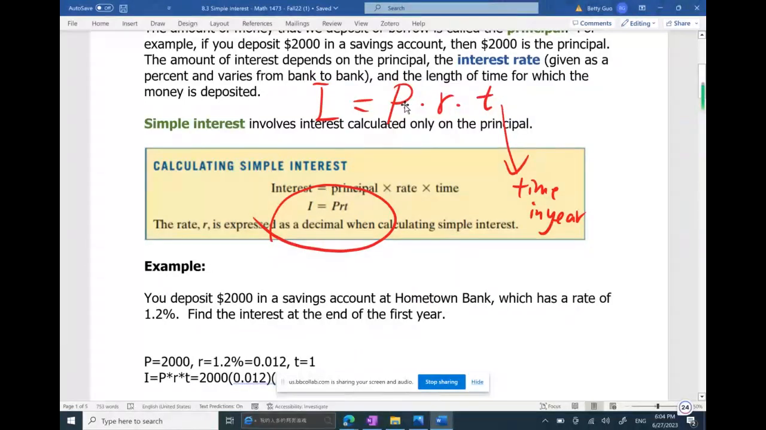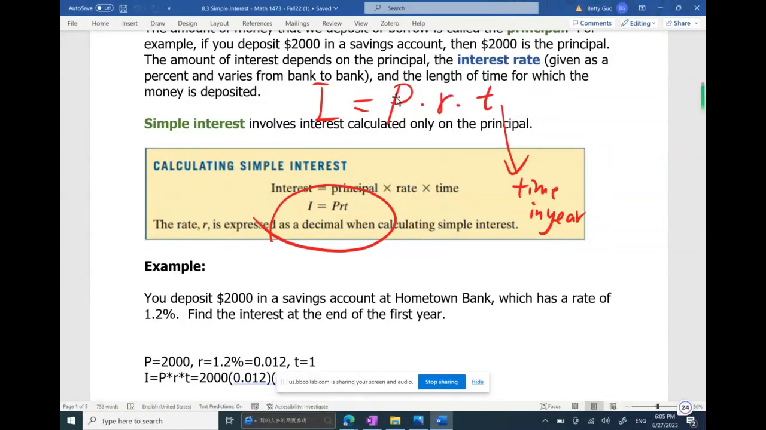The first factor is P. The capital letter P represents the principal. That is the original money you deposit or you borrow. In reality, simple interest applies to loans. When you buy a home, you take a home mortgage, a home loan. When you buy a car, you get a car loan, and when you go to college, you get a student loan or small business loan. Those loans charge you simple interest.